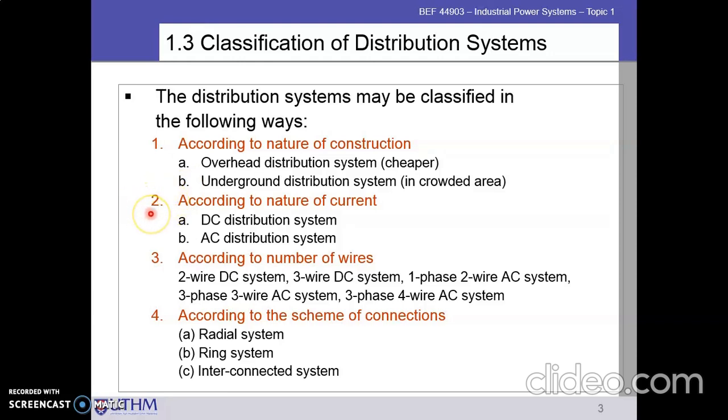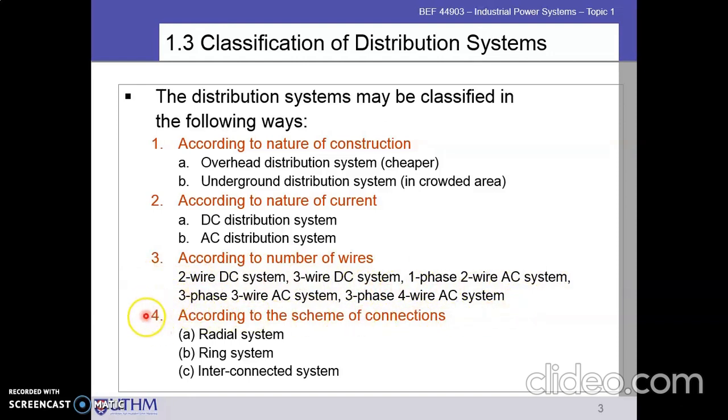Okay, the second part is according to nature of current. There are 2 types of current, which are DC current and also AC current. The third one is according to number of wires. As we know, we have 2 types of power system for distribution, single phase and 3 phase. That's why there are 2 types of wire. The first one is single phase 2 wire, and the second one is 3 phase 4 wire.